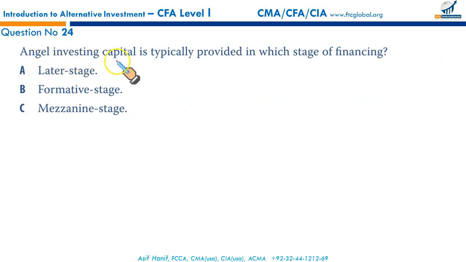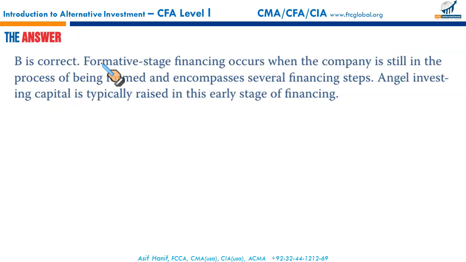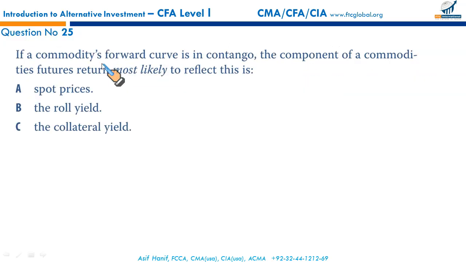Angel investing capital is typically provided in which stage of financing? We have just discussed it a little while ago. Angel investing capital is provided not at the later stage, but at the formative stage. Once the seed capital is provided by the venture capitalist, then in the early, formative stage of financing, angel capital is provided. So that makes B the correct option.